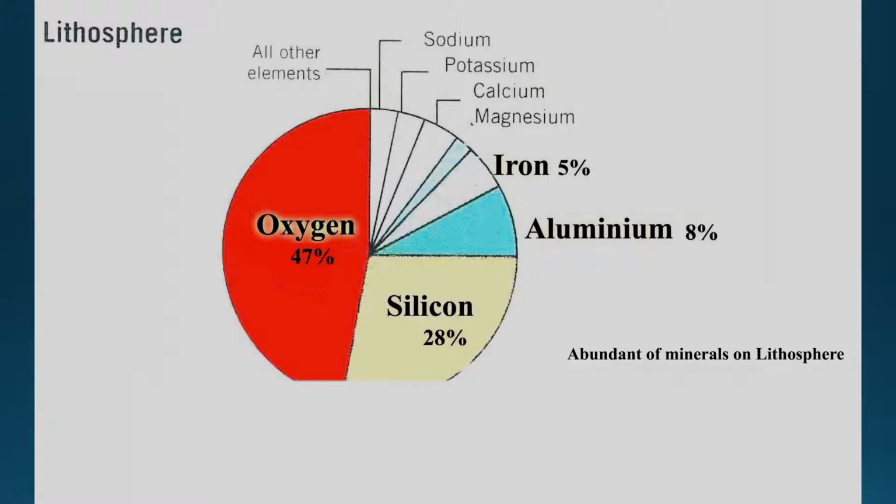Then what comes next? Aluminium, 8%. Next, iron, 5%. Remaining: sodium, potassium, calcium, magnesium. These four are the ones that we come across many times. And then the rest is called all other elements.